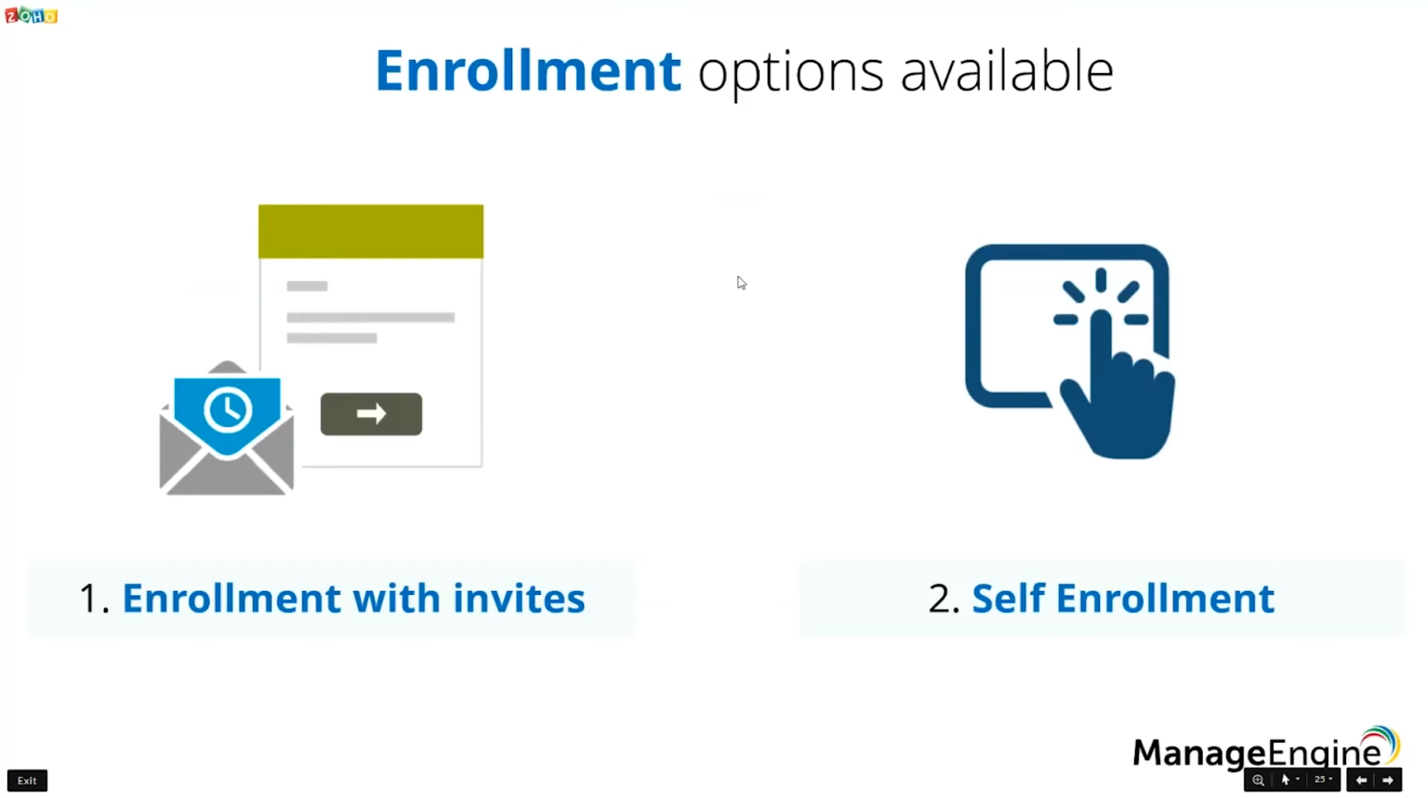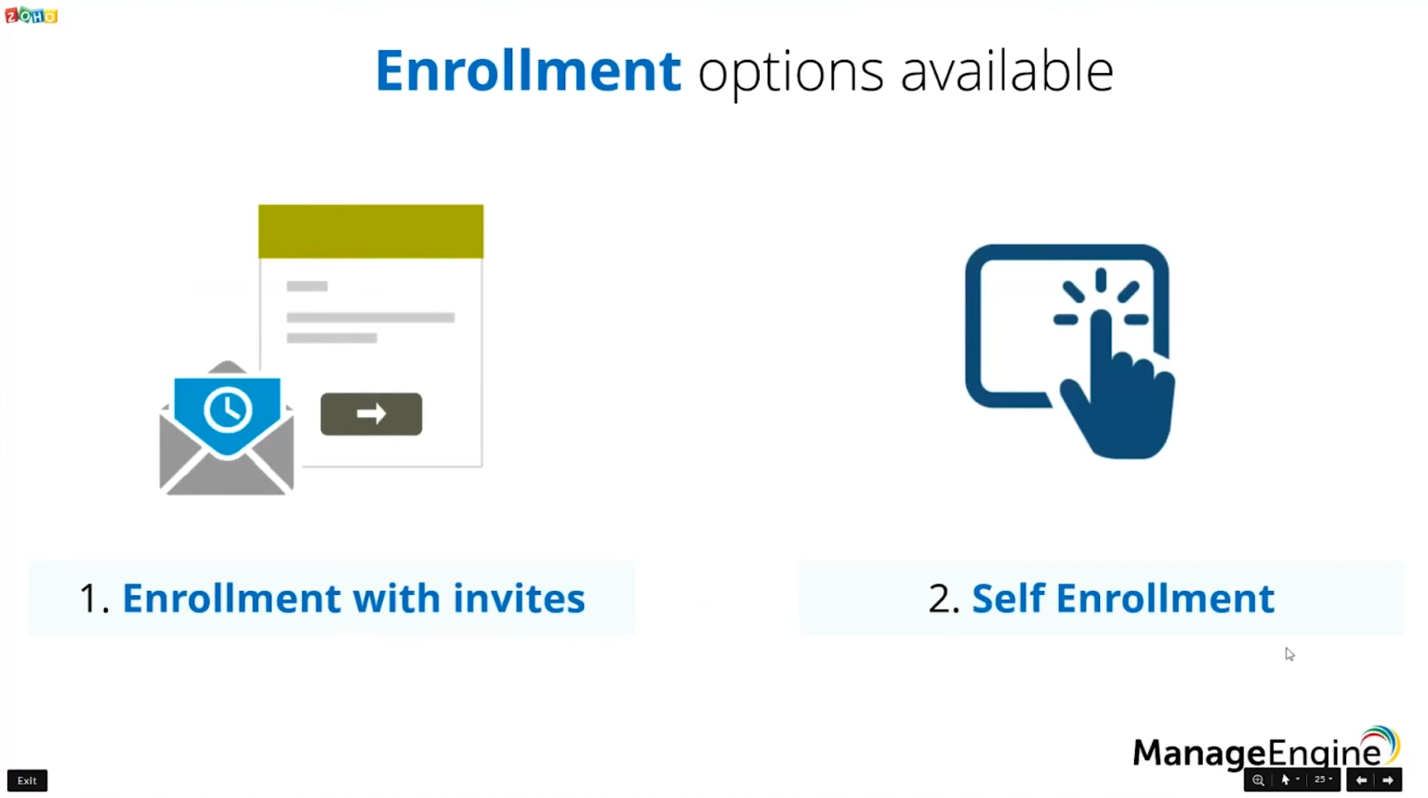For that, we have two methods. One is email invite or SMS invite. You can send out an invitation to the users directly to their email ID or phone number, where they will get a link and OTP. When they click on the link, they download the app and have to provide the OTP to register.